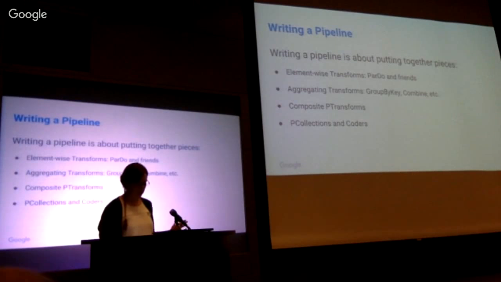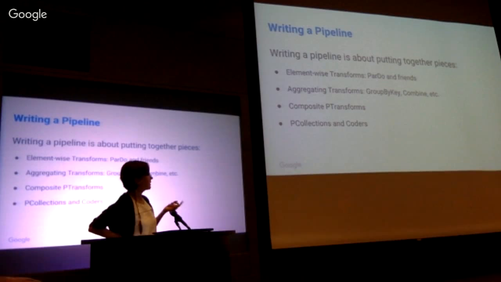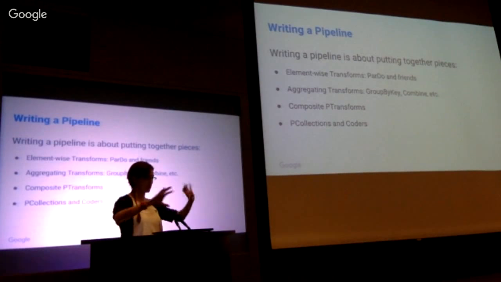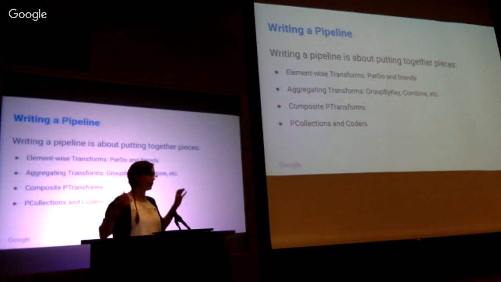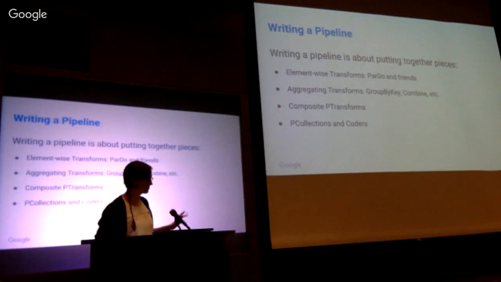So how do you write the pipeline? There are a few pieces you have to think about. First one is the transformations you want to do to your data. The second one is how you are going to aggregate them. You can use composite transformations to do really complex operations on the data. And you need to think about what your data is and how you encode and decode it. It sounds more complicated than it is. So we'll take a look.